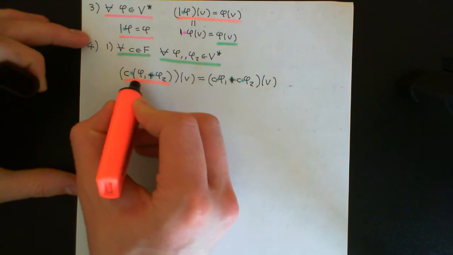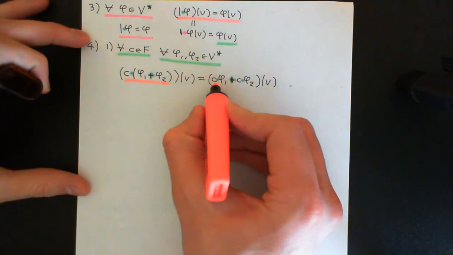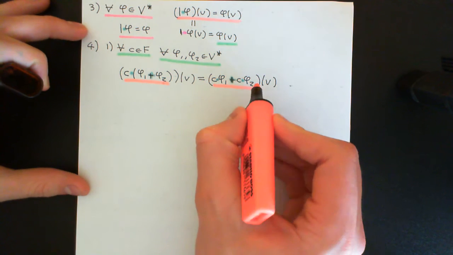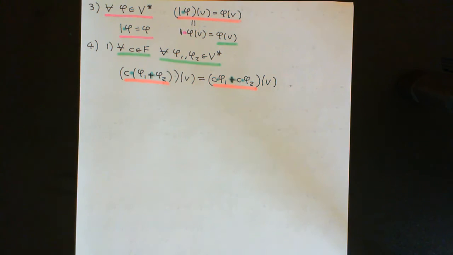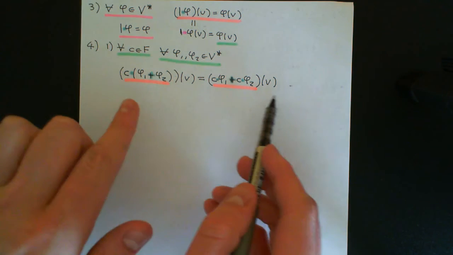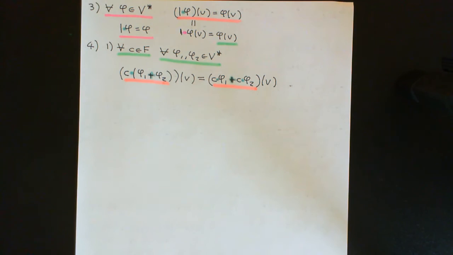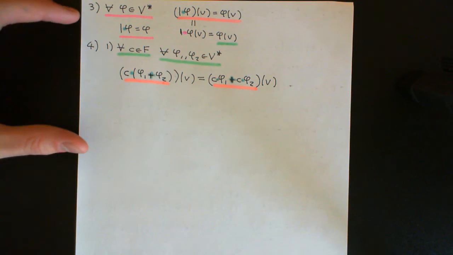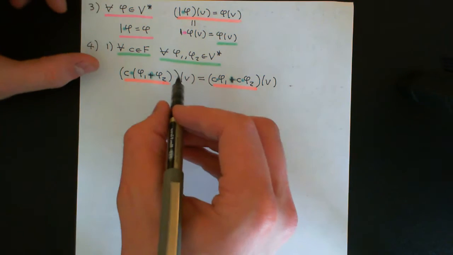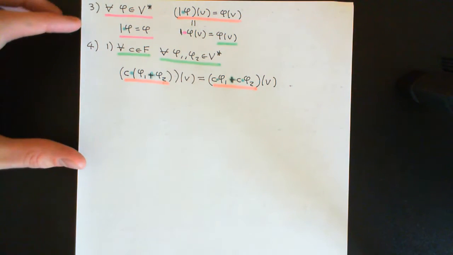So we want it to be the case that this thing here, C times phi1 plus phi2, is equal to C times phi1 plus C times phi2. We want scalar multiplication to distribute over addition in the dual vector space. Okay, and that exactly means making sure that these two functions are identical to each other. Okay, so how are we going to do this? Well, once again, let's start with the left-hand side and see if we can turn it into the right-hand side here.